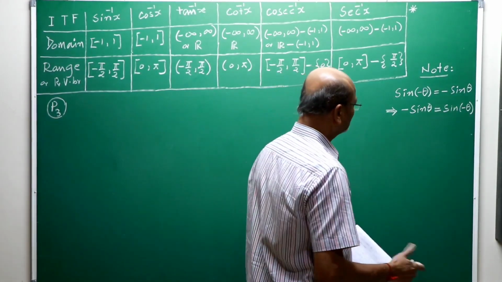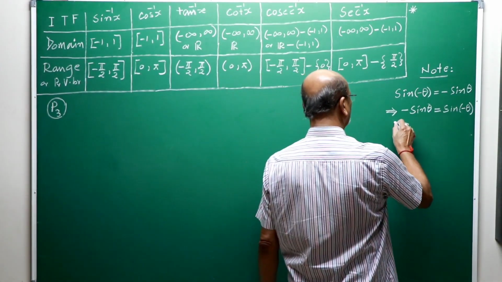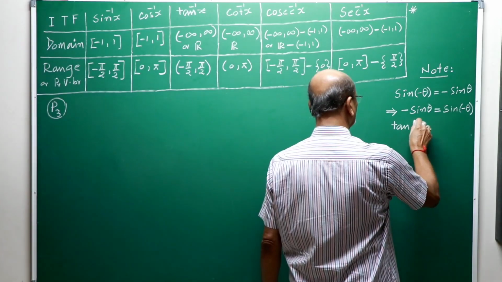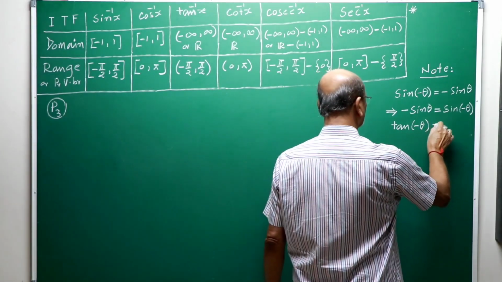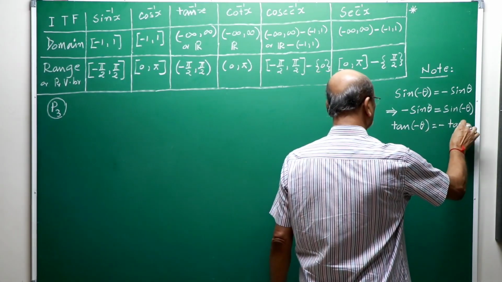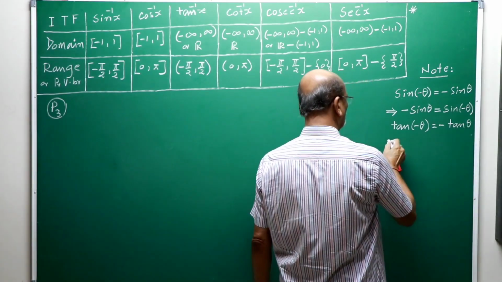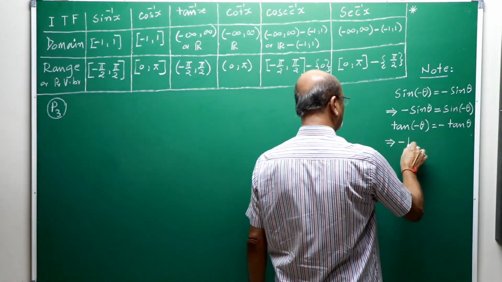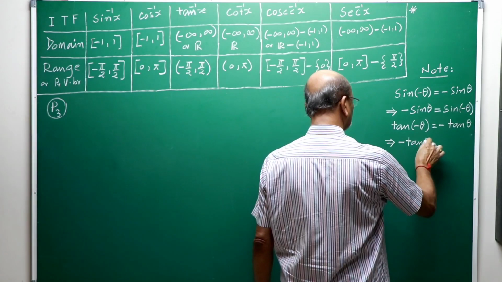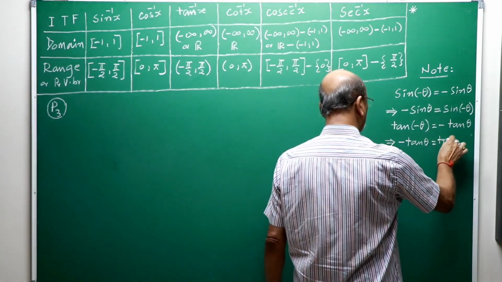Like that, the second: tan of minus theta is minus tan theta. Therefore, minus tan theta can be written as tan of minus theta.